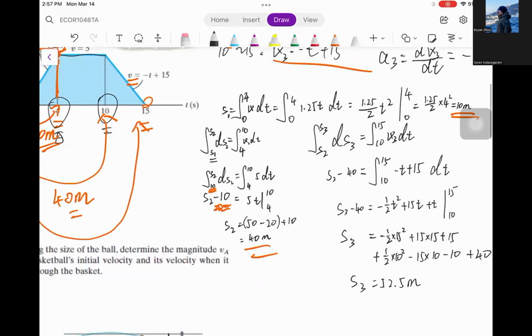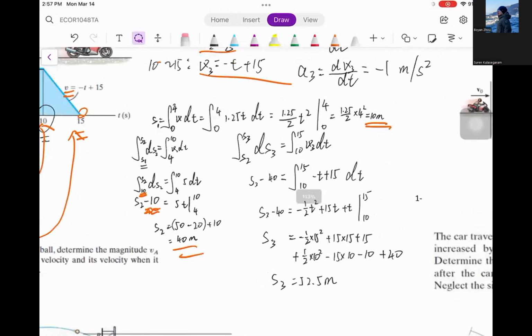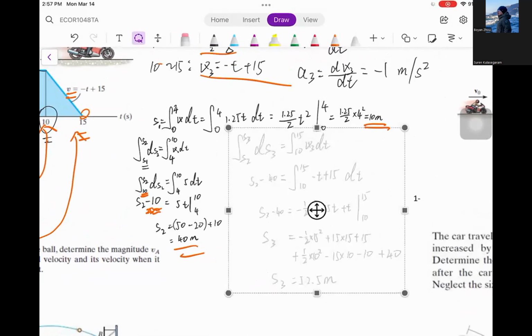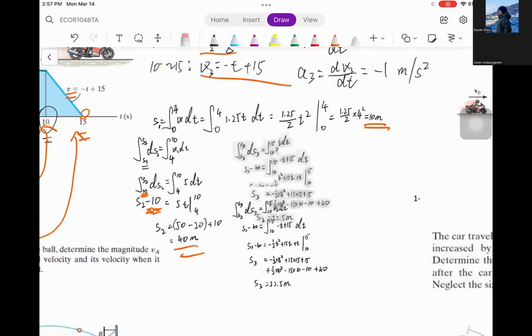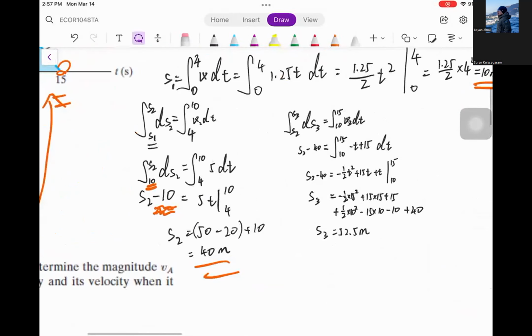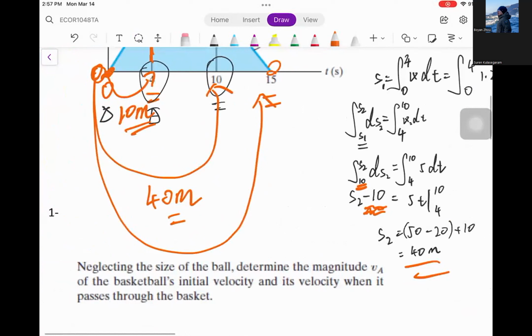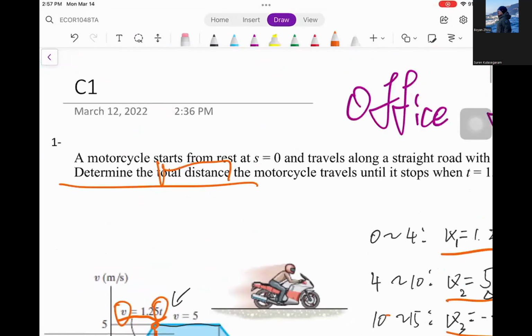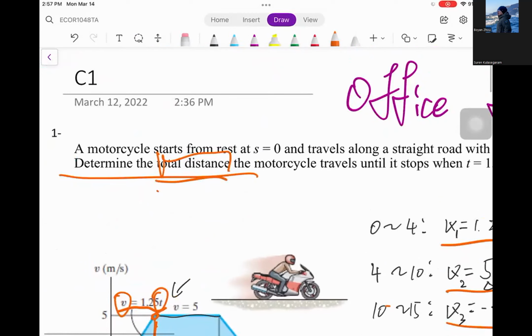So now we find out the value. Okay, let's make it smaller, over here. 52.5. That means from 0 to 15, the displacement S is equal to 52.5 meter. And this is the answer we are looking for, the total distance.